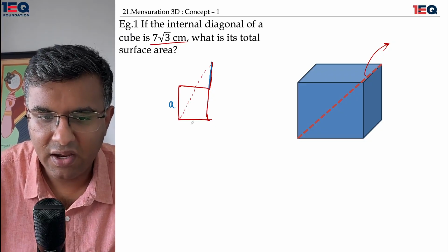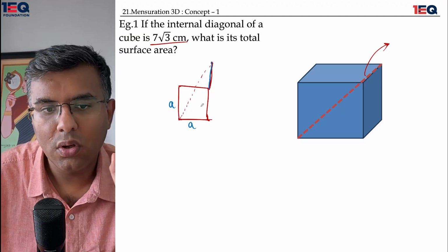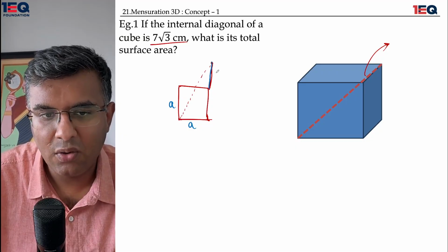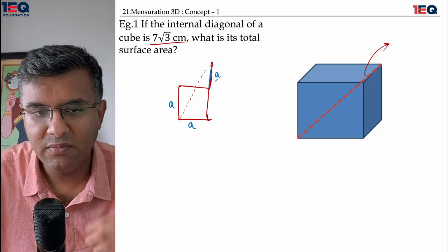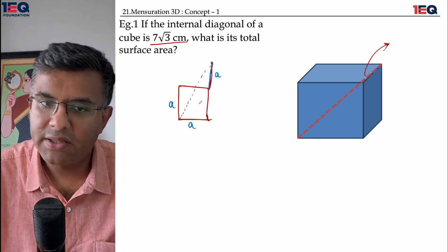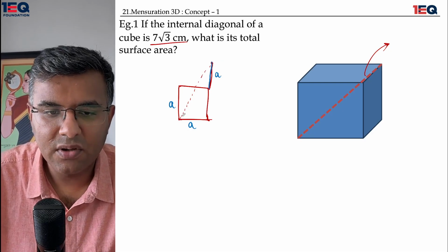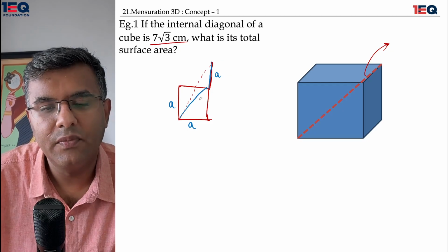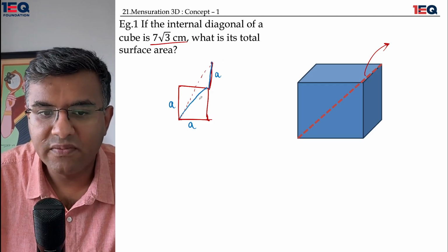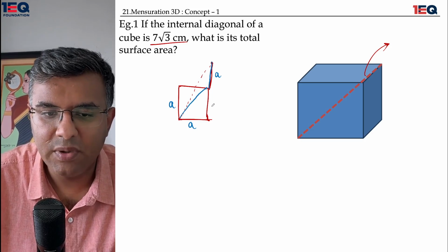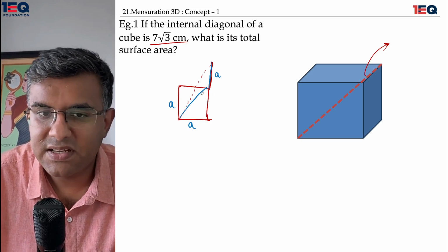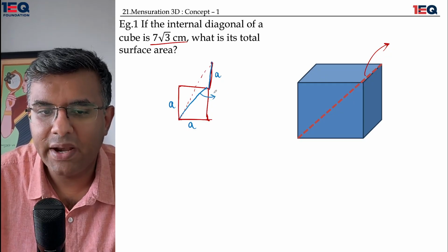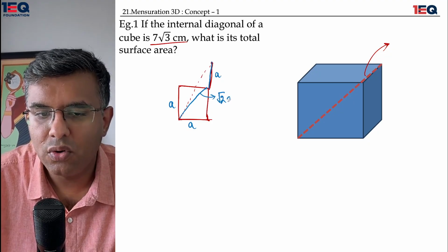We have A and A as the two sides of a cube. This is the base. Now this is the height. The height is also the same, which is A. Now I need to apply the Pythagoras theorem and find the bottom face diagonal. The bottom face diagonal is going to be A and A. When A square plus A square are added, it becomes 2A square. When a root is applied, it becomes root 2A.